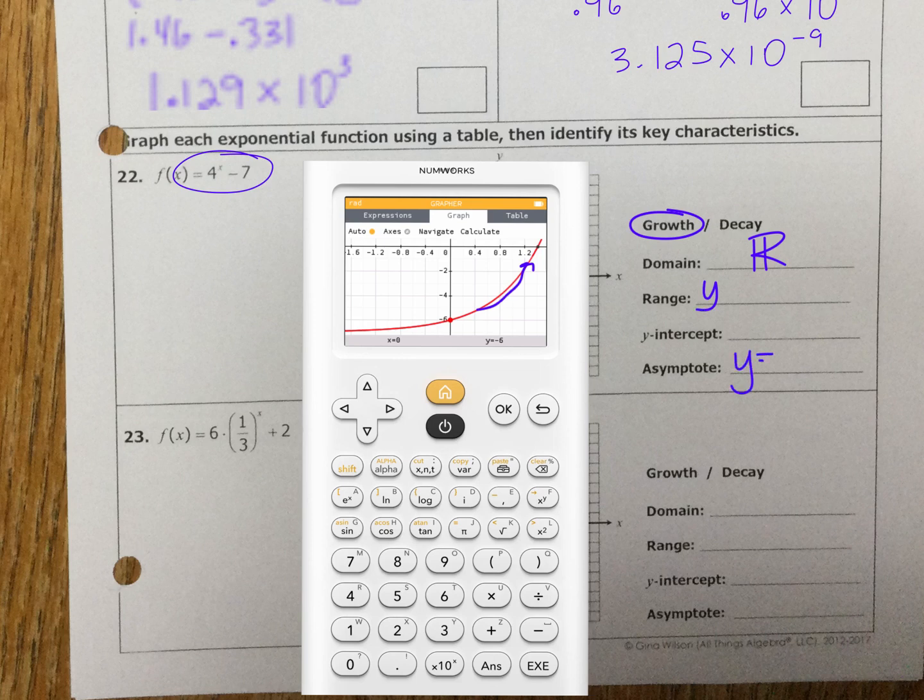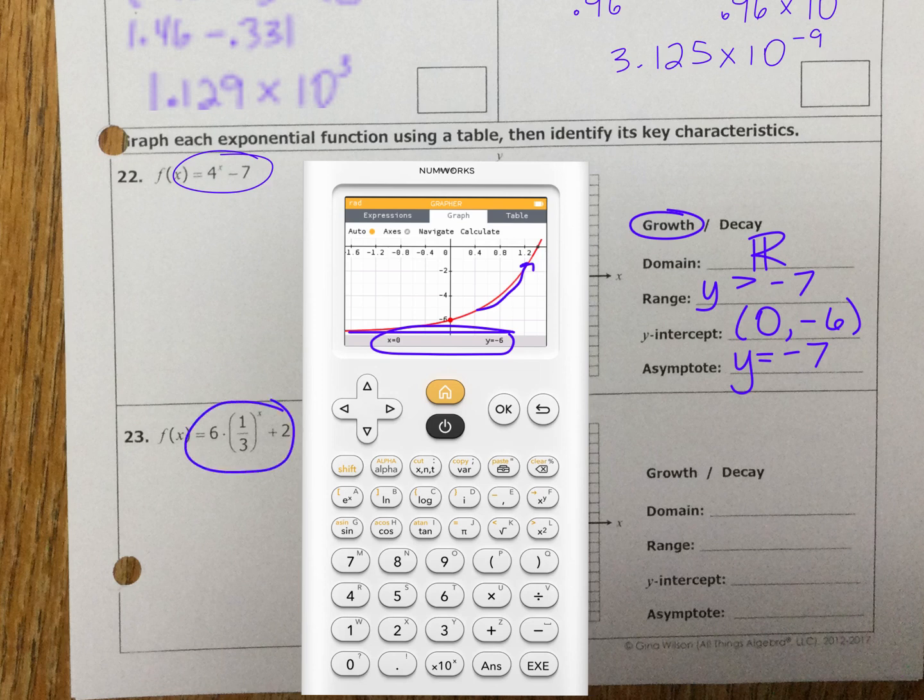So let's look and see. I did not pull this out enough for you, but if you look at yours, it never goes below the negative 7. So our range, y is always going to be greater than negative 7. And my y-intercept, it tells me right here, is 0. It's crossing the line at negative 6. Okay, let's do number 23.